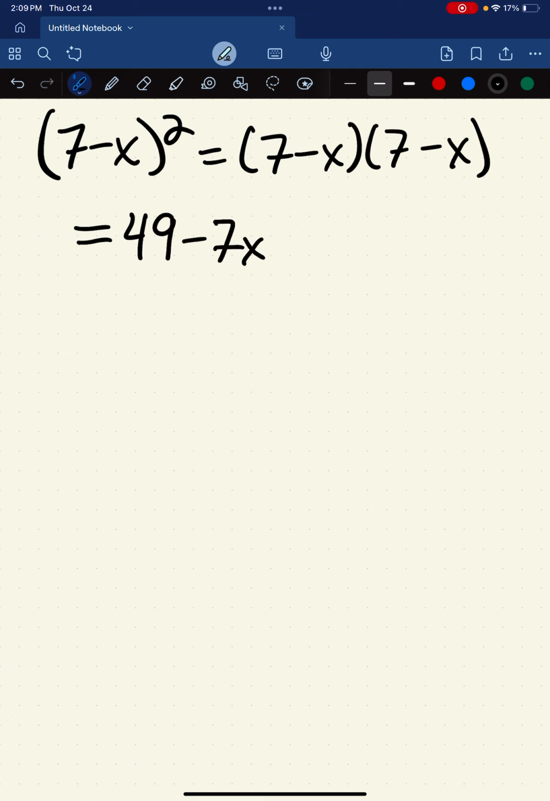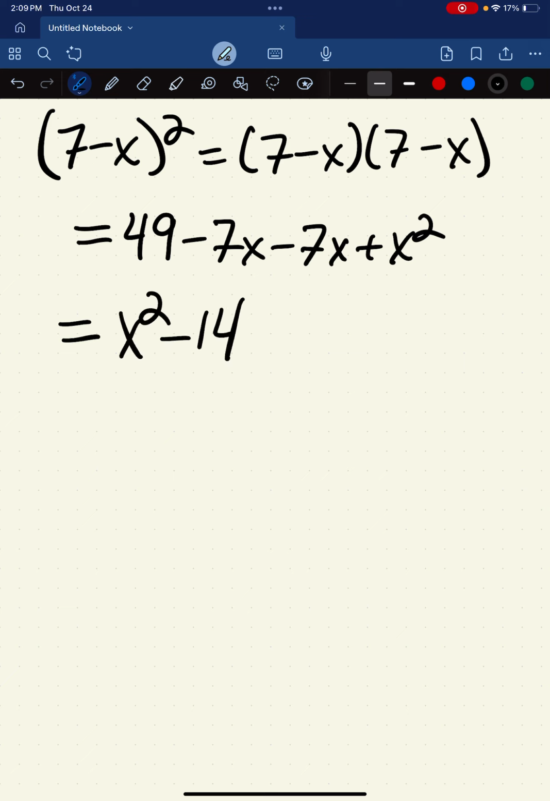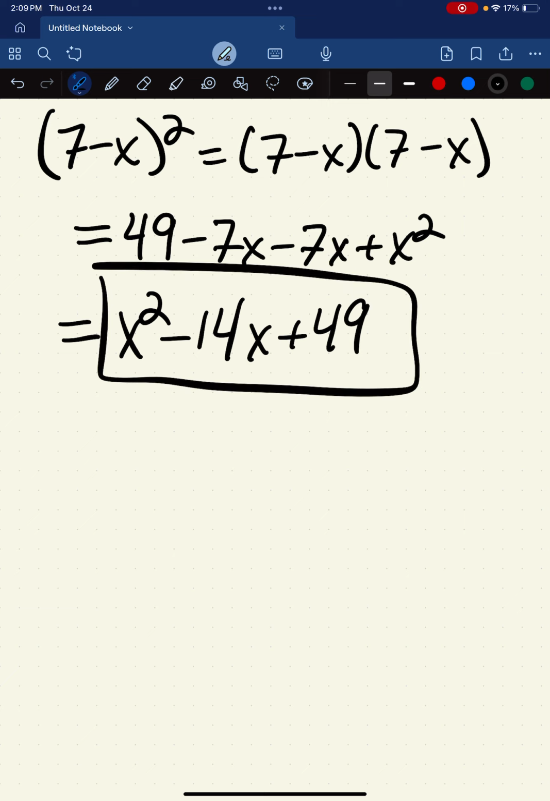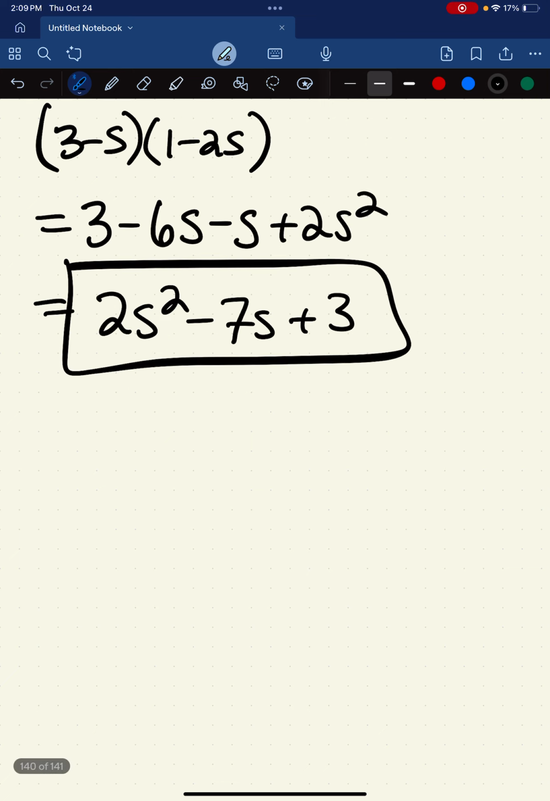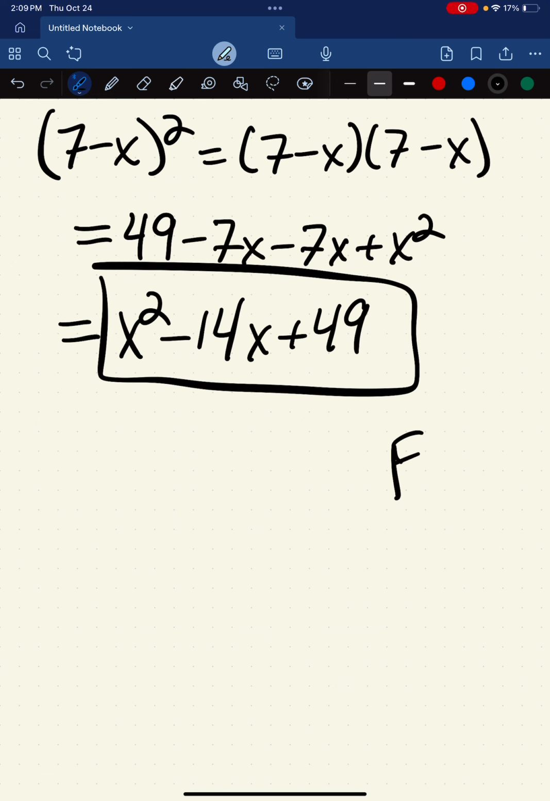7 times 7 is 49. 7 times negative x is negative 7x. Negative x times 7, negative 7x. And the negative x times negative x is positive x squared. Rewriting and simplifying, we get x squared minus 14x plus 49. Again, you can fill in the details using your favorite method. You can see if you're going through these methods, the previous one I did, I used FOIL, and this one I used FOIL. That's kind of my go-to method.